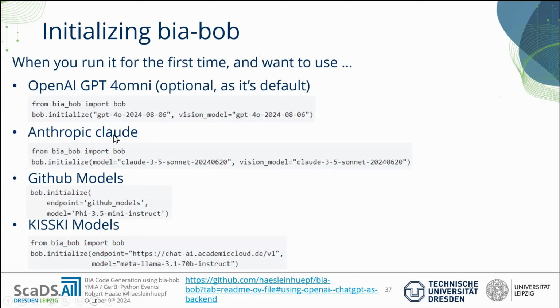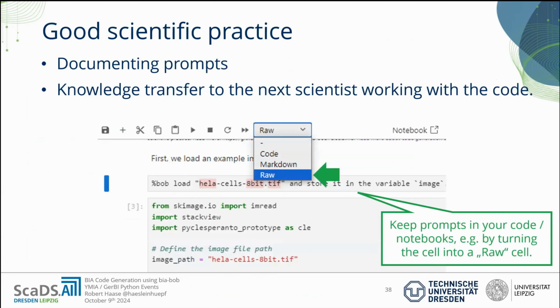So for example, if you want to use Anthropic Claude, you have to initialize Bob once with this command specifying the model you want to use as a model and also as a vision model. That's the part of the software which can perceive your images. Also, the code here on this slide, you can download from the website. You do not have to type it from the slide. You can get it from the website, which is linked here on the very bottom.